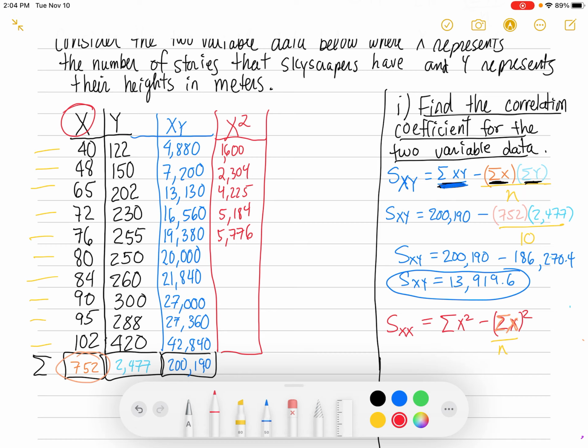Okay, I'm going to do 80 squared now. 80 squared is 6,400. I'm going to do 84 squared. That's 7,056. How about 90 squared? 90 squared is 8,100. And 95 squared is 9,025. And what else do we have? 102 squared is 10,404.